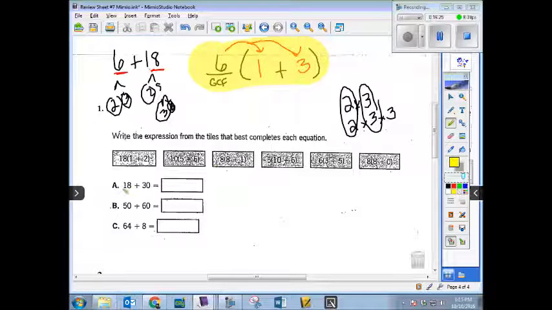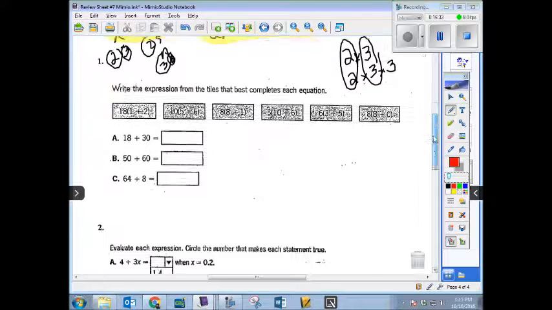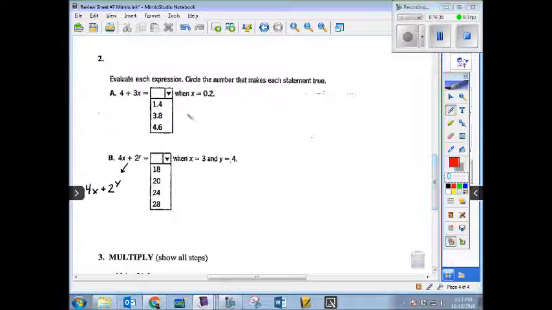So up here I gave you this form right here, and then you had to match it up to the little tile that is the correct one. Okay? Definitely got to work on these two.